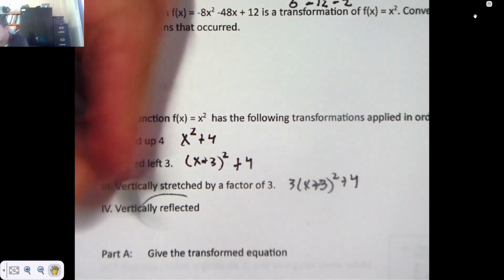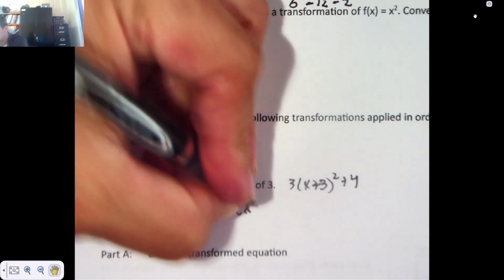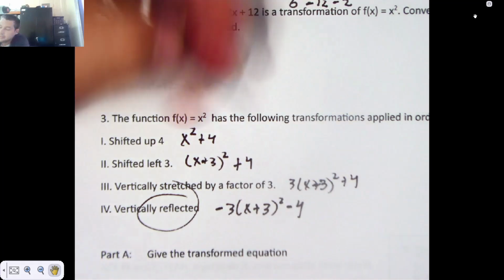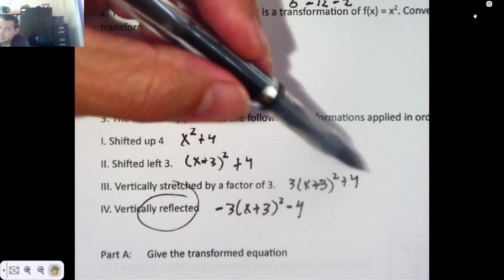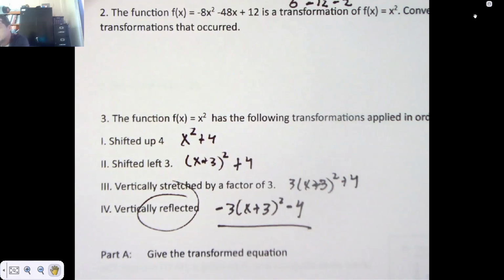Stretched by a factor of 3, that goes on the exterior. And then vertically reflected. Well, I just negate the 2 pieces I've written. There's technically only 2 things here because of multiplication. This is a quantity, and that's a quantity, and they're not alike. There you go.